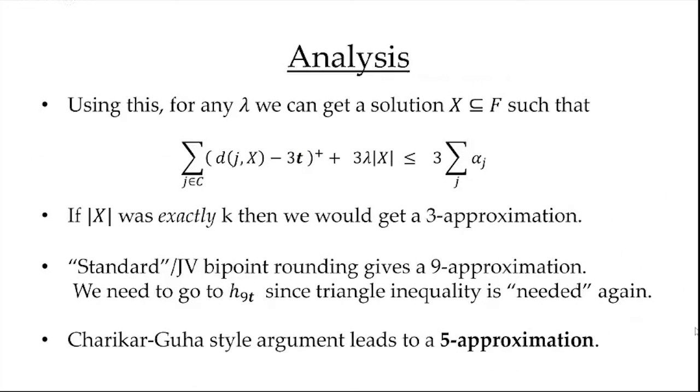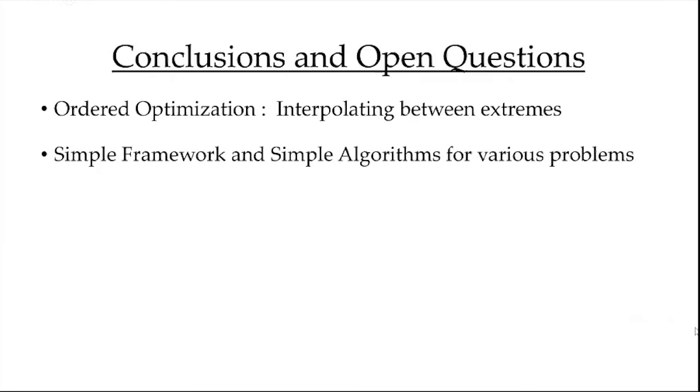Okay, so that was fast. And if you don't know Jain-Vazirani, that was probably not very thought-provoking, except the fact that there's a triangle inequality and then you just apply the existing machinery to get a good approximation algorithm. So maybe let me conclude.